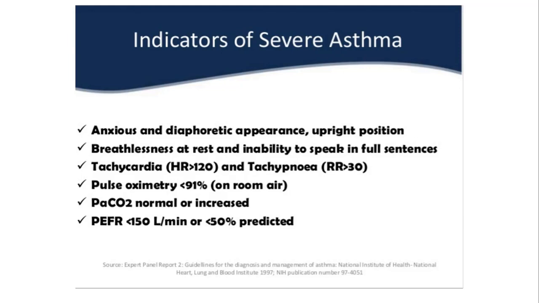Indicator for severe asthma: anxious or diaphoretic appearance, upright position, breathlessness at rest, tachycardia, pulse oximeter less than 91, PCO2 normal or increased, peak expiratory flow rate less than 150 liter per minute or less than 50% of the predicted.